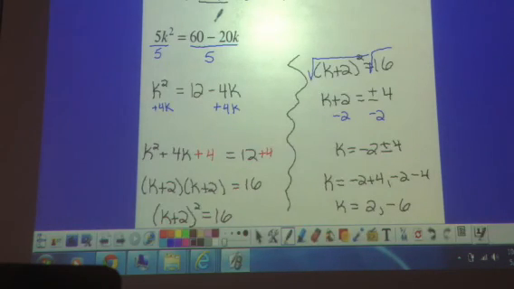Of course, I would plug these back into my equation and check to make sure they work out, and they do. And that's your answer.